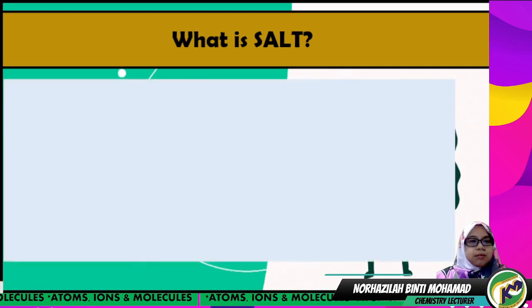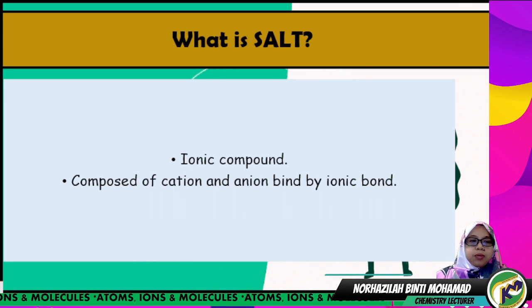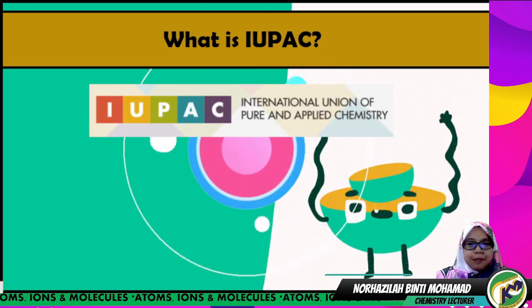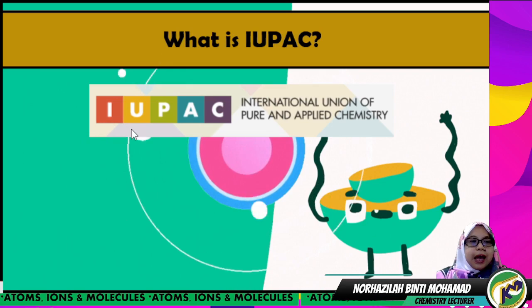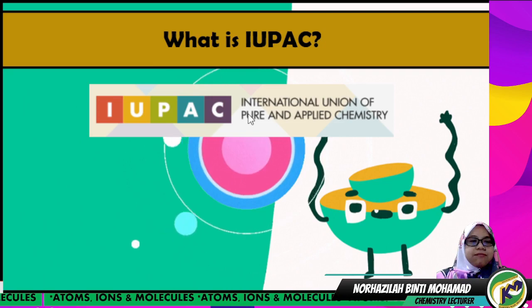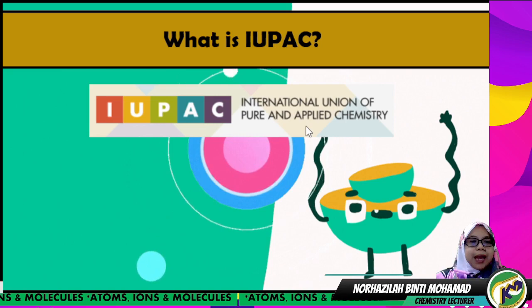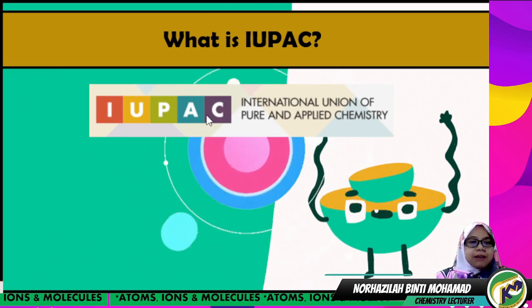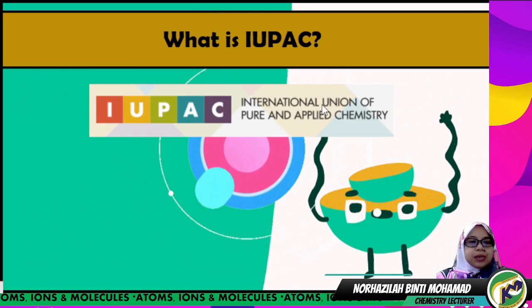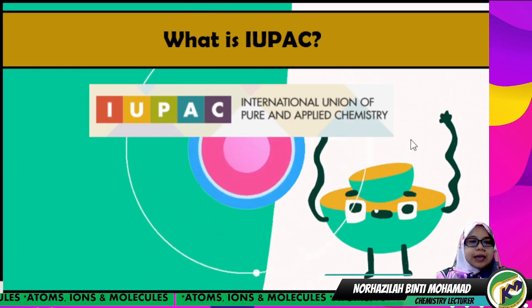So what is salt? Salt is an ionic compound that is composed of cation and anion that bind together by ionic bond. What is IUPAC? IUPAC stands for International Union of Pure and Applied Chemistry. So I for international, U for union, P for pure, A for applied, C for chemistry.